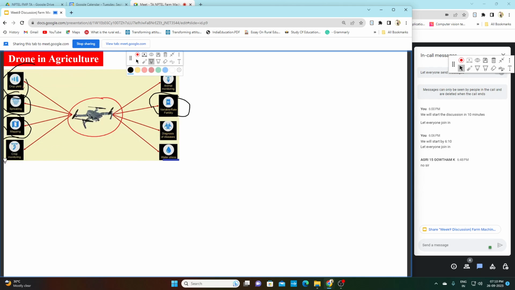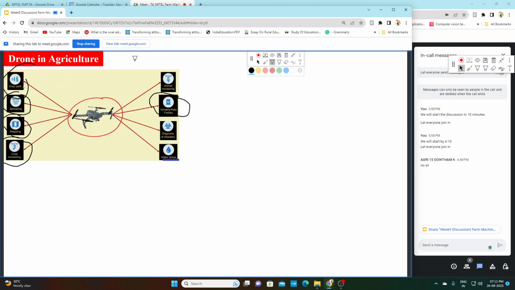Then crop monitoring. There could be some crop that requires monitoring because that crop could have deteriorated due to some reason, so we can use our drone for that purpose also. Then animal monitoring.